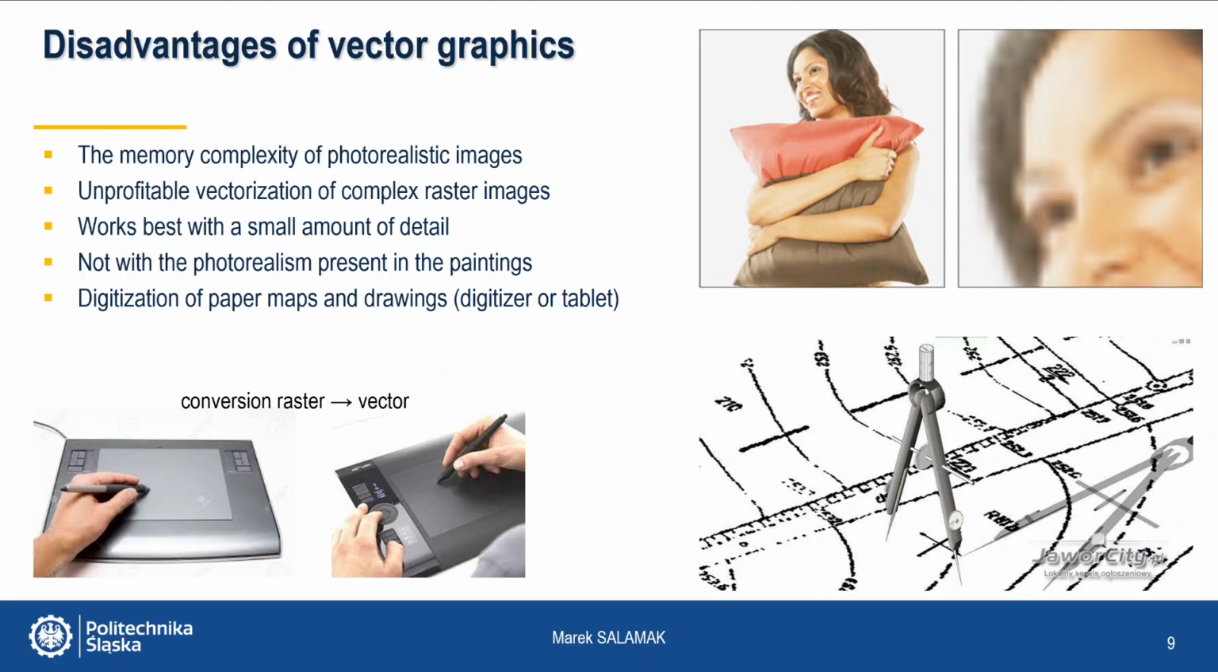The process of converting a raster image into a vector image is called vectorization or digitization. However, please do not confuse the simple scanning of a paper map with its vectorization. For this, we need to use special algorithms that analyze the scanned raster, or devices such as digitizers or tablets when vectorization is done manually.